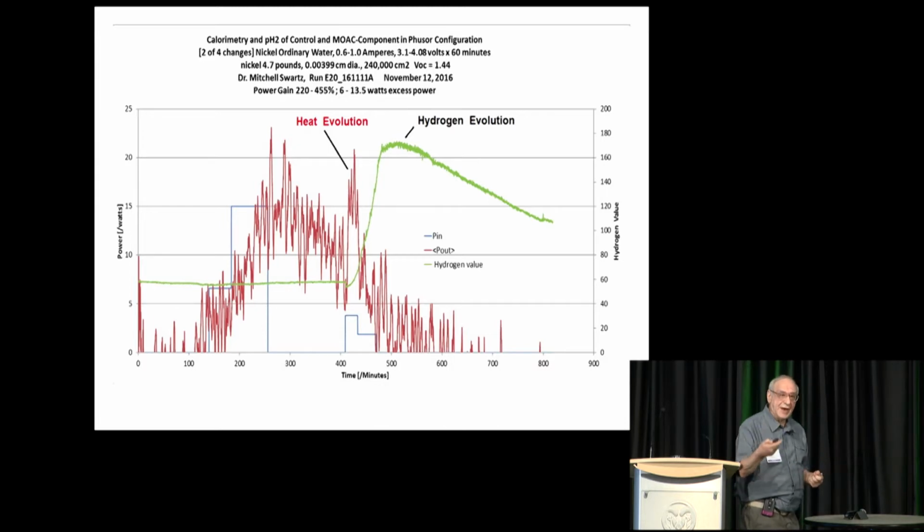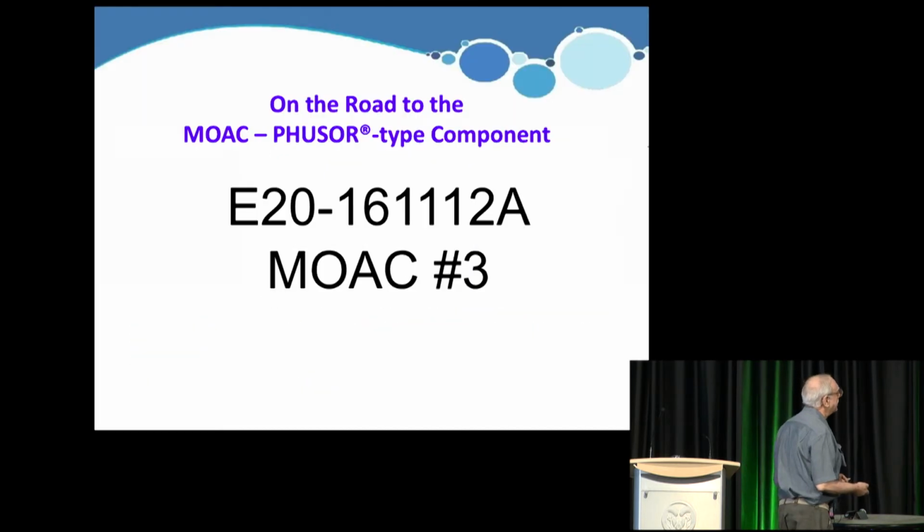But if I drive it higher, all of a sudden we get the electrolysis, and look what happens. Hydrogen comes out, and the excess heat falls. So now we're seeing the two states in both the nanomaterials and in the aqueous systems.